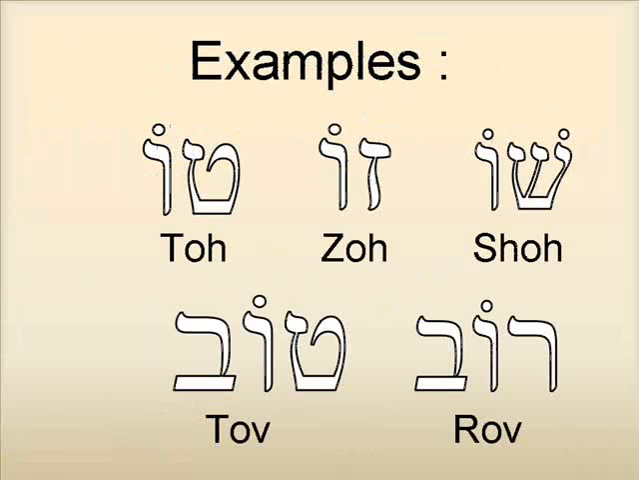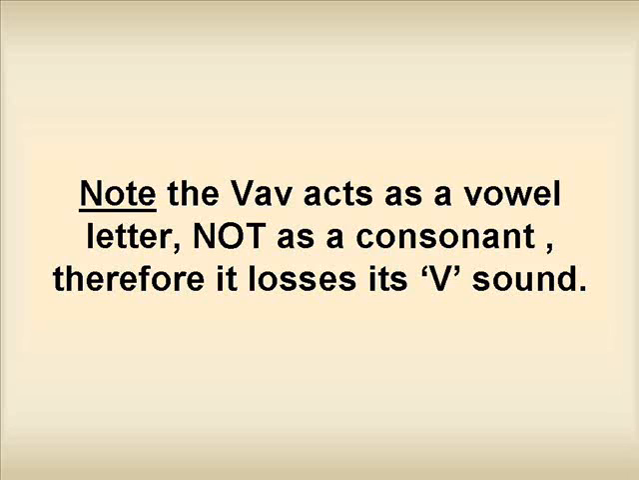Let's look at some more examples. Sho, zo, to, rov, tov. Note that the vav acts here as a vowel letter, not as a consonant. Therefore, it loses its v sound.